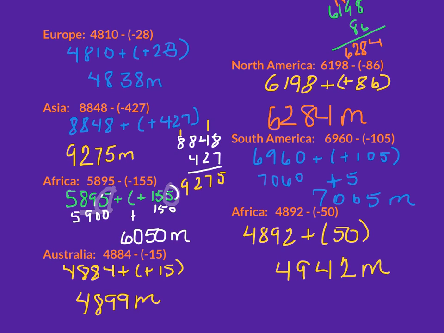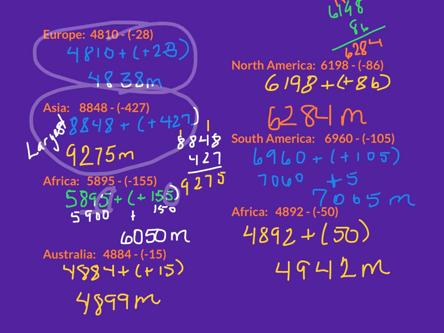And now I have to go back and make sure I answer the question as to which one is the largest difference and which one is the smallest. So if I go right through these, I can quite easily see that the largest difference is right here. Asia has the largest difference. And then the smallest difference is Europe.